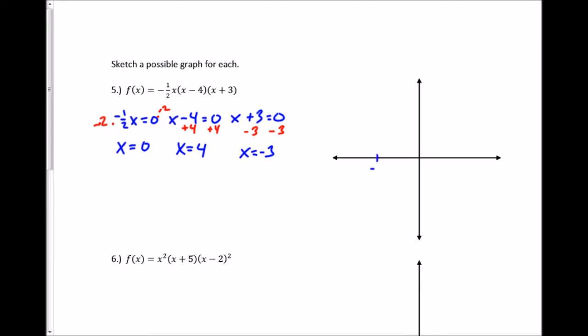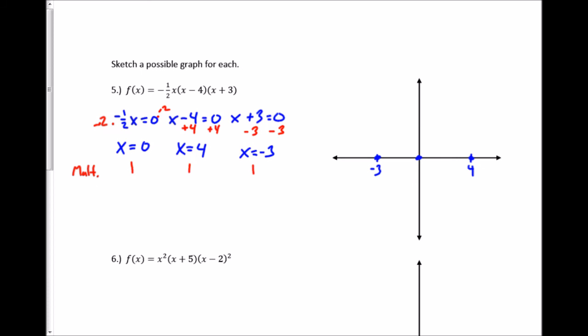I've got the negative 3 back here somewhere. I've got the 0 up here somewhere. And I've got the 4 up here somewhere. So I plot each of those x-intercepts. And now really I just need to determine what's happening with this thing. The first thing I think about is multiplicity. The multiplicity is how many times each solution occurs. This one, that solution occurred once. So they all occur once.